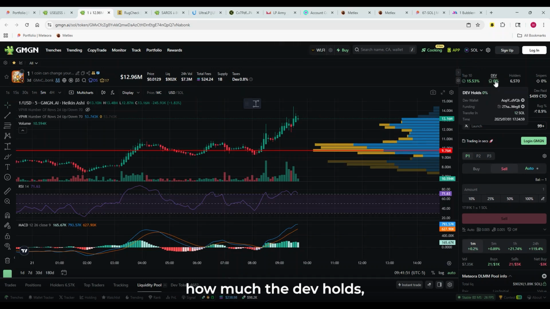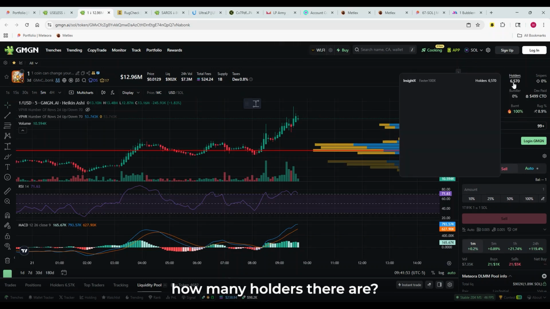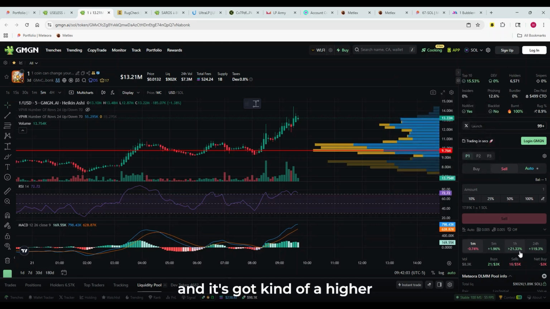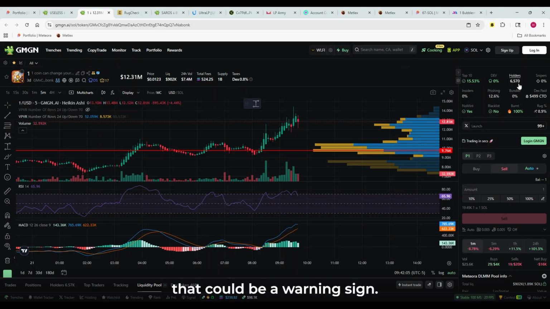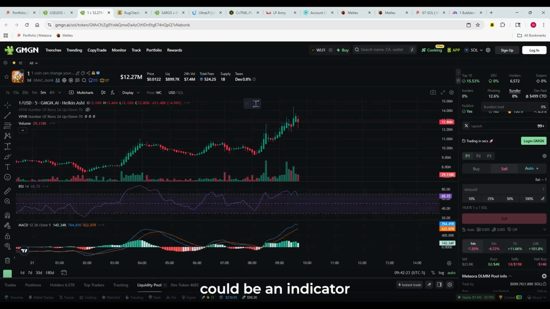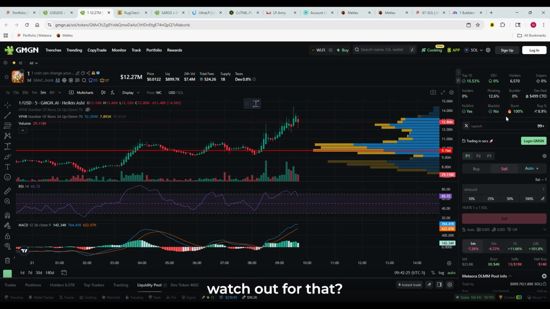How much the dev holds, how many holders there are. If there aren't very many holders for a token and it's got a higher market cap, that could be a warning sign. Insiders, phishing, and bundlers. Bundlers, that's not good. The token may be distributed to a bunch of wallets all owned by the same person, and high bundles could be an indicator of a potential rug. So you want to watch out for that.